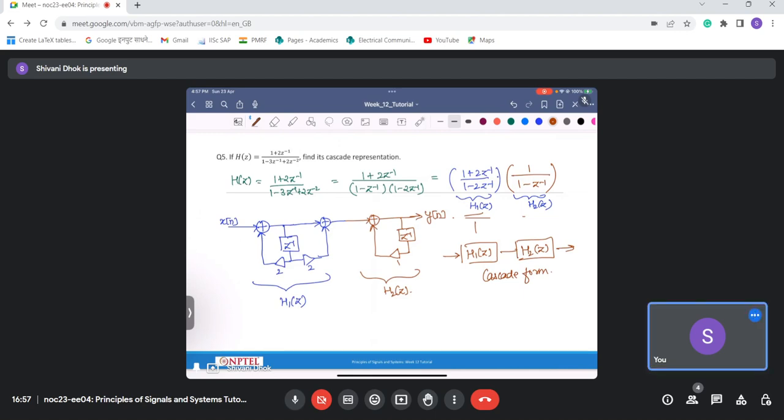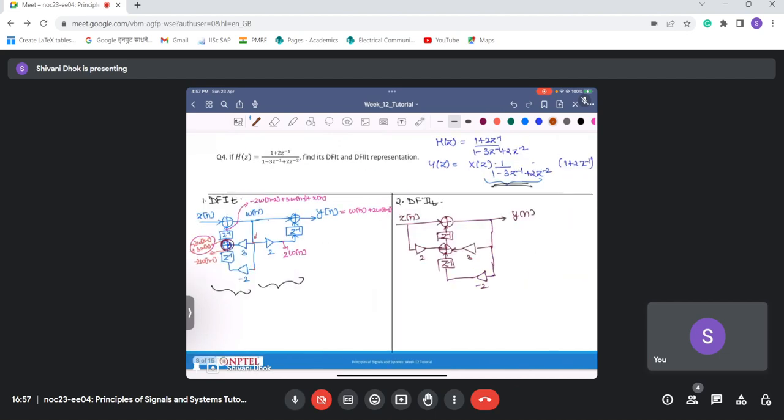So in the earlier case, in the direct forms, those were not actually cascades. Those were representations. I am representing the entire system. I am not dividing it into subsystems. Yes, okay, I got it.